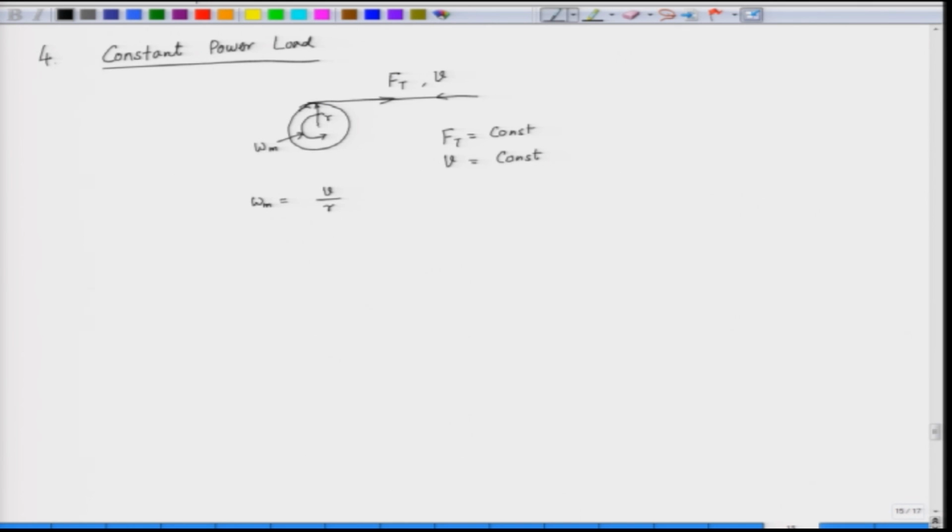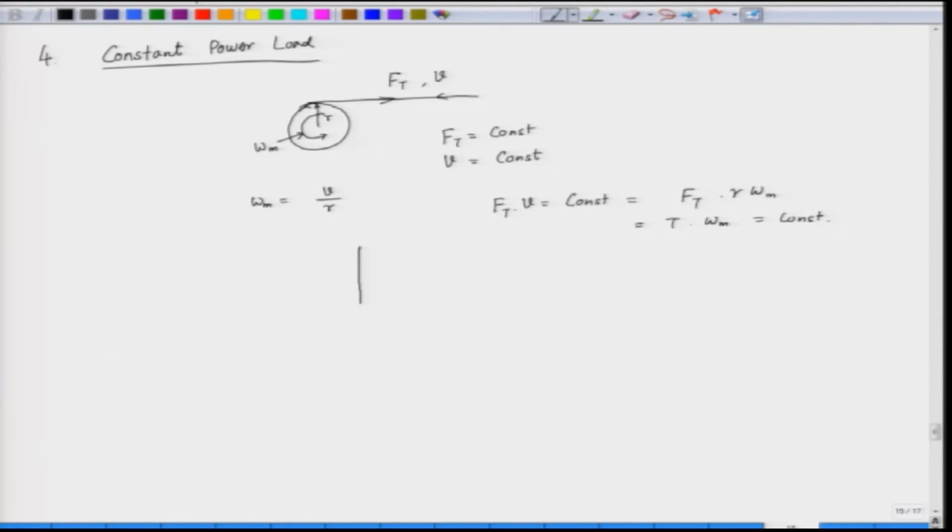So, we can say here that F t into v should be constant. F t is the tension here and what is v? v is R into omega m. So, F t into R is the torque, and torque into omega m is equal to a constant. So, for a constant power drive, the power is constant, and power is the product of torque and speed. So, when we keep torque times speed constant, we get a constant power type of load.